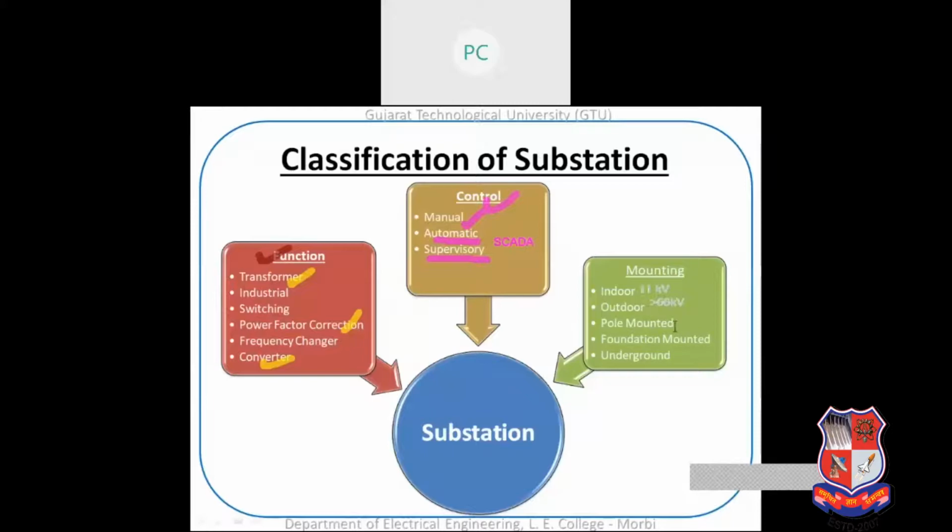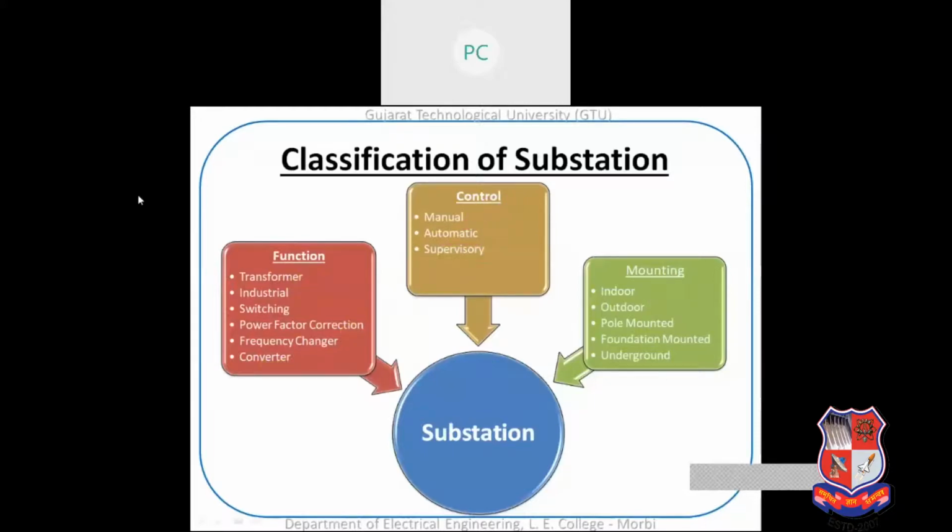Next is pole mounted substations. Now these pole mounted substations, I think we all have seen, are there on our street. If you follow the supply that is coming to your home, it goes to an H type structure pole, and on that pole a transformer is placed, which is known as a pole mounted substation. These pole mounted substations are used at the distribution level. Then foundation mounted substation, where we are mounting the entire substation on a specific foundation. And last but not the least, underground substation. We'll see where we are using the underground substation, right?